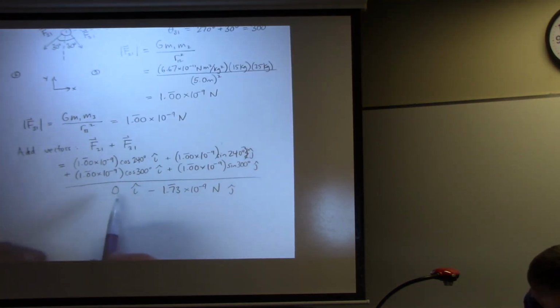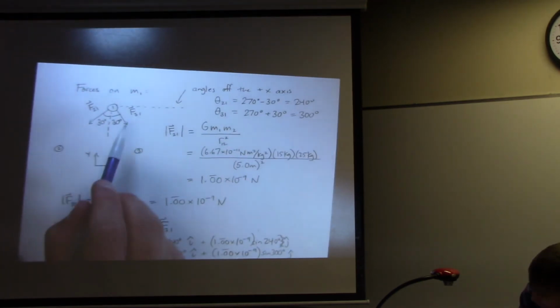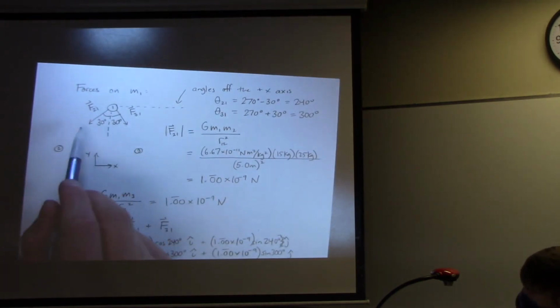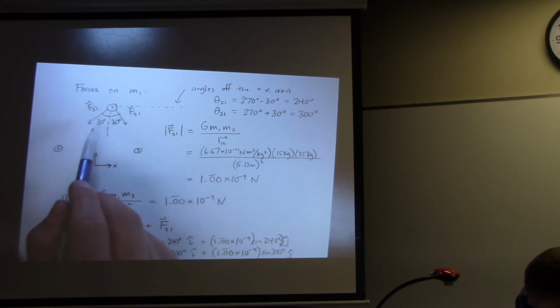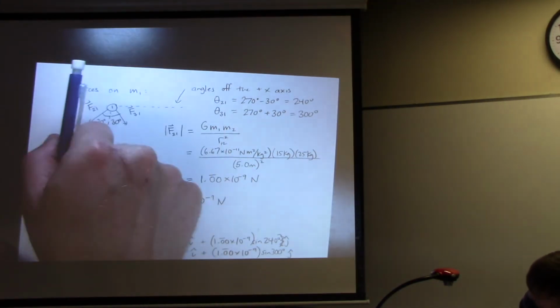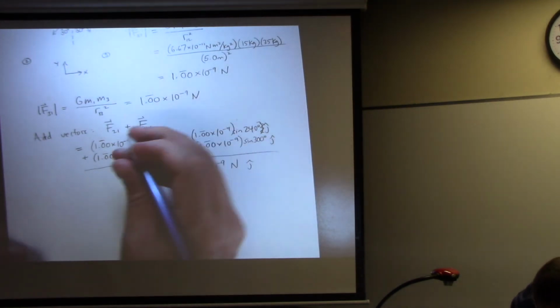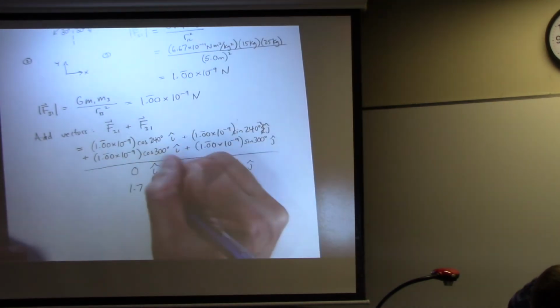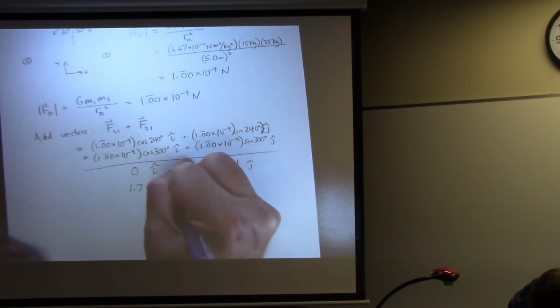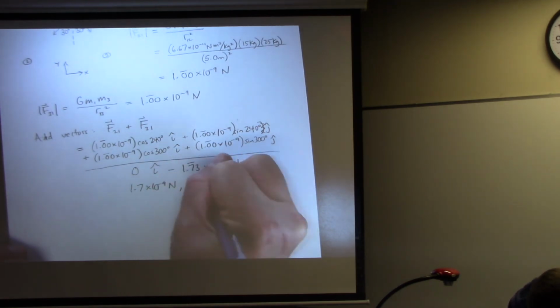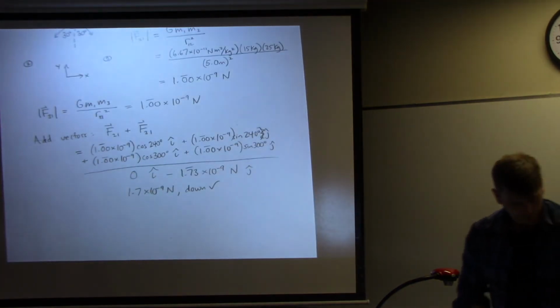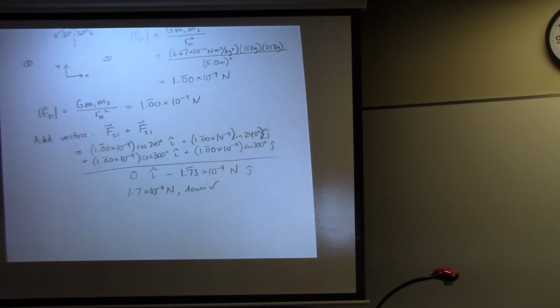The fact that there's no x component makes sense, because if you look at these two vectors, it looks like their x components would just cancel out, right? But their y components would contribute to each other to give you an overall force going down. So the answer is the force is 1.7 × 10^-9 newtons going down. So that's how that works.